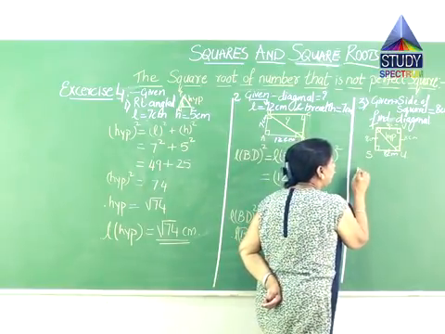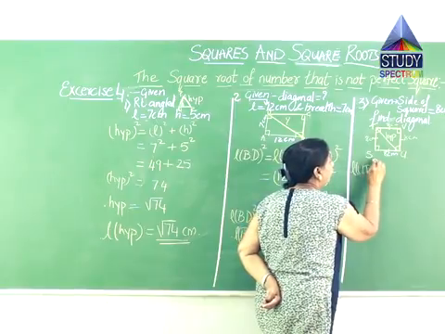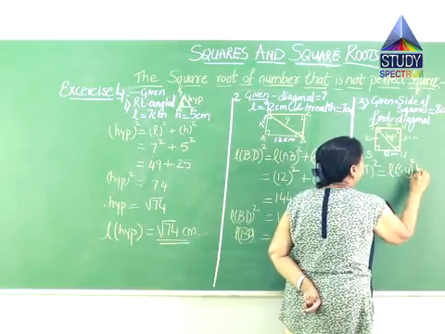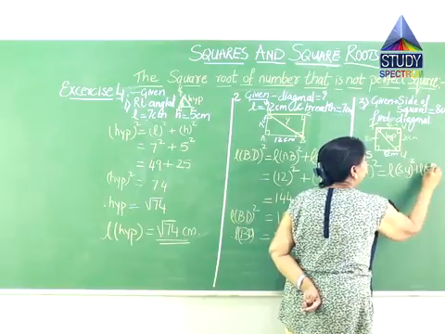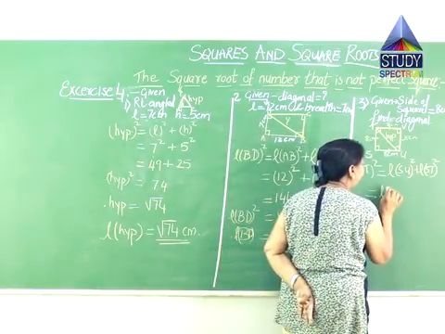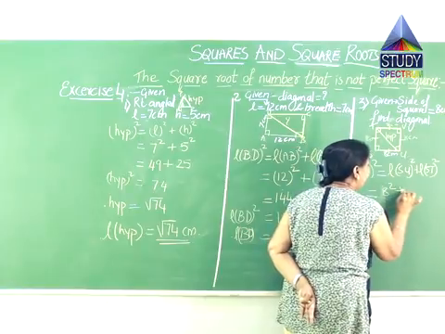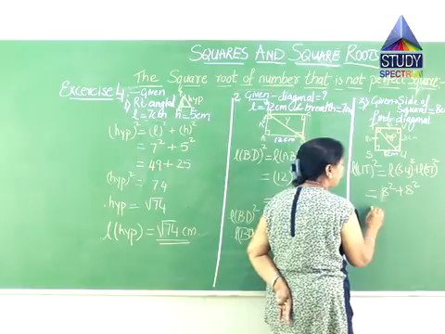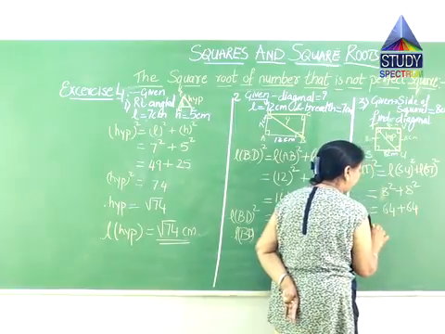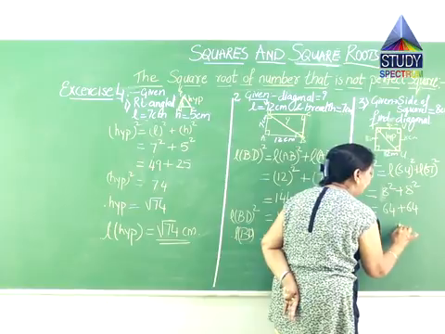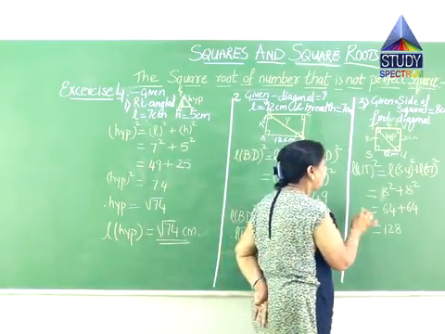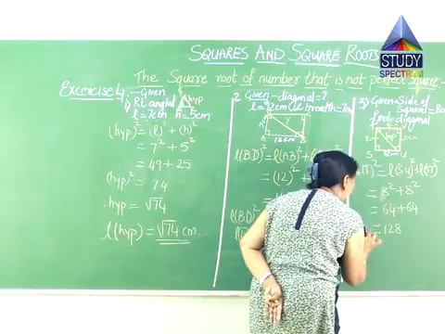So again, applying the Pythagoras theorem, length of UT square will be equal to length of SU square plus length of ST square. Then I will substitute the value. As the length of the side is given 8, I will write 8 square plus 8 square. Now as the sides are equal, it will be 64 plus 64. Now I'll add both. 4 plus 4 you know is 8 and 6 plus 6 is 12. So here it is 128. 128 is the length of UT square.